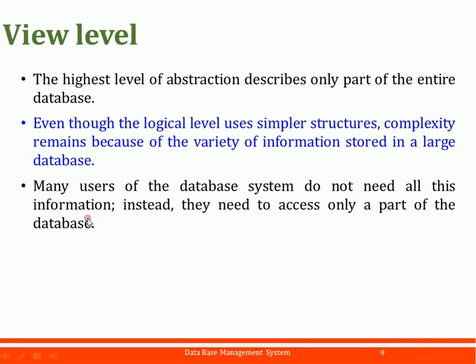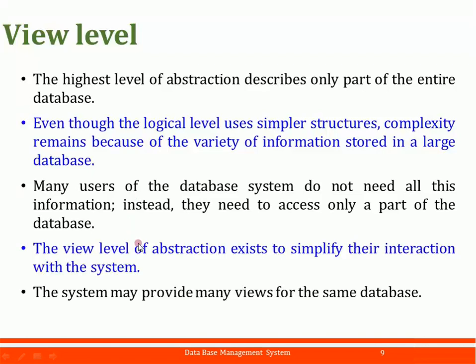An example is, in an organization, only the payroll processing users have to see the financial information, and the academic users need not see this administrative part, and the administrative part need not see the academic part. So the data which has to be seen depends on the role played by the user, and this is provided by the view level. The view level of abstraction exists to simplify their interaction with the system. This simplifies the interaction of the user with the system, and the system may provide many views for the same database based on the user and their role.